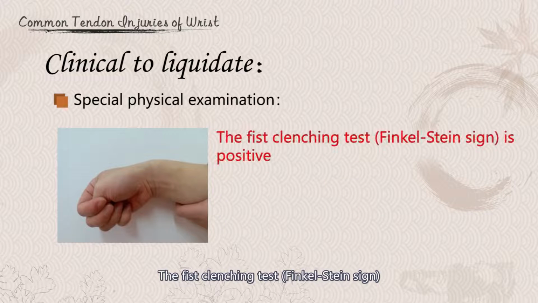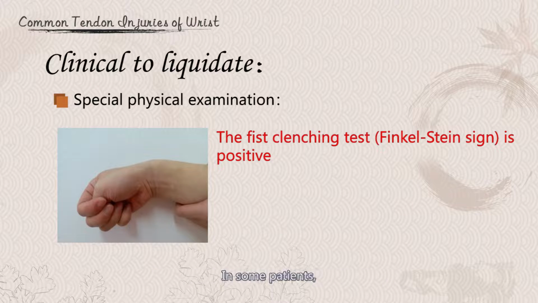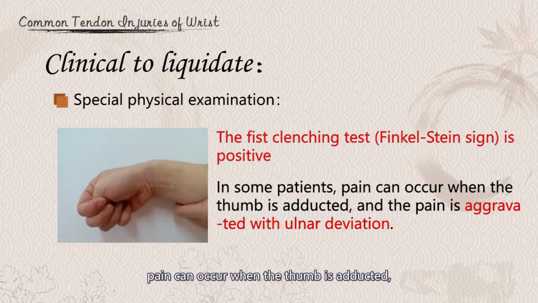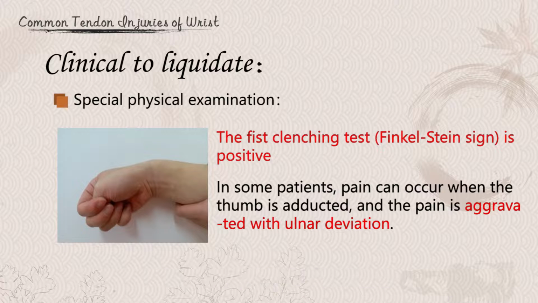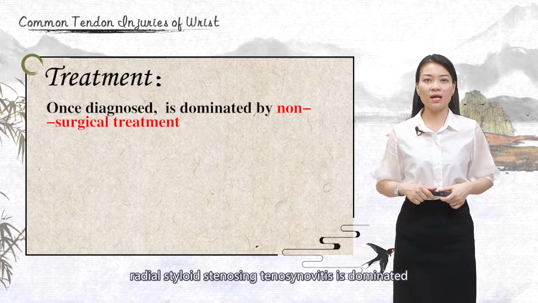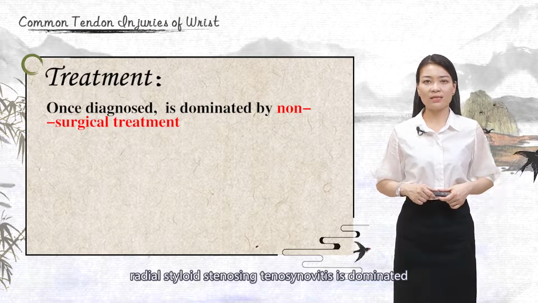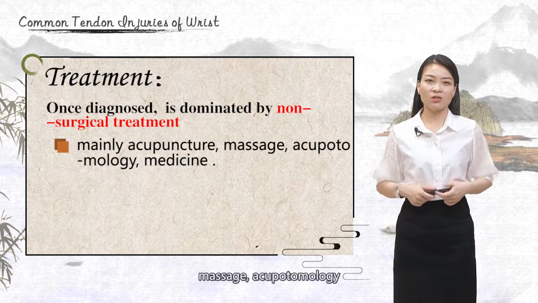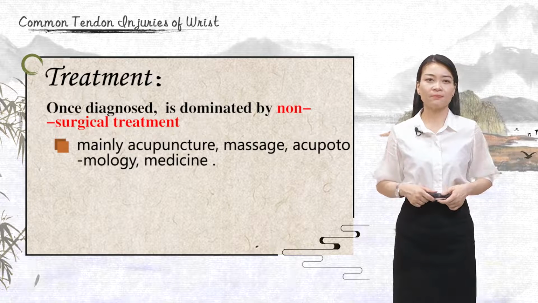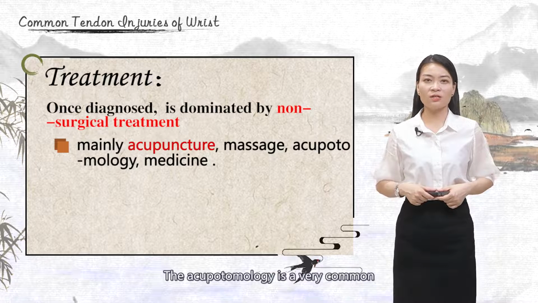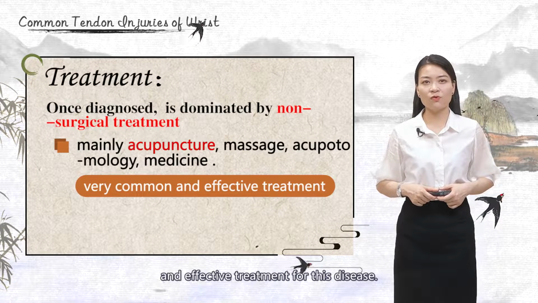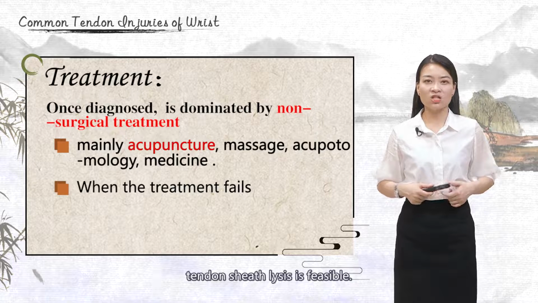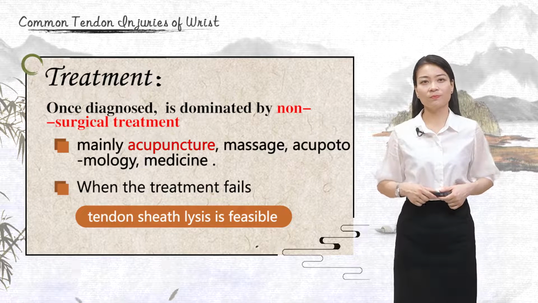The Finkelstein test is positive in special physical examination. In some patients, pain can occur when the thumb is adducted, and the pain is aggravated with ulnar deviation. Once diagnosed, radial styloid stenosing tendinosynovitis is dominated by non-surgical treatment, mainly acupuncture, massage, and topical medicine. Local injection is a very common and effective treatment for this disease. When the treatment fails, tendon sheath release is feasible.